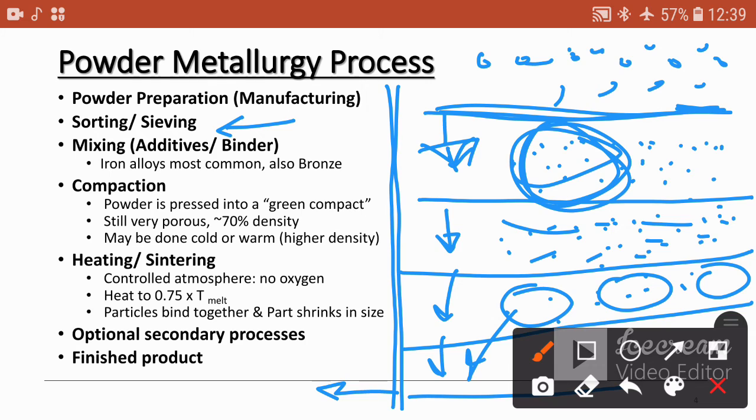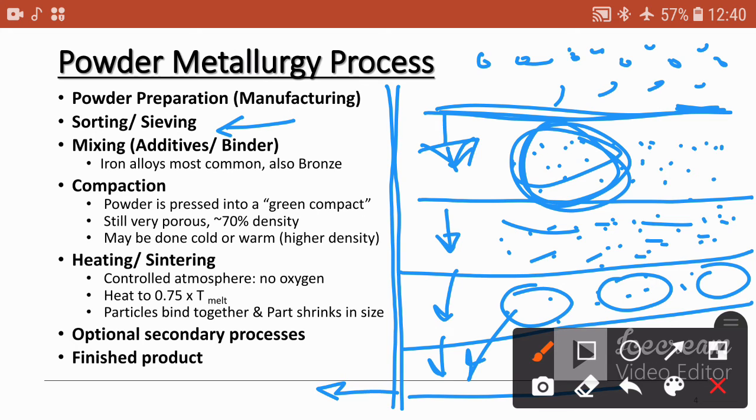Then we will heat the compacted semi-finished product, or sometimes heating and compaction are done simultaneously, okay. We will heat and compact the powder particles inside a die. There are upper die and lower die, so in between the dies we will compress the powdered form of metals, and we will heat the dies to make a compact and finished product, okay.